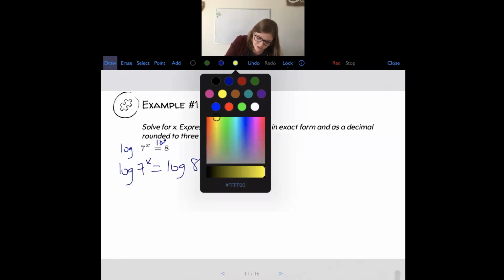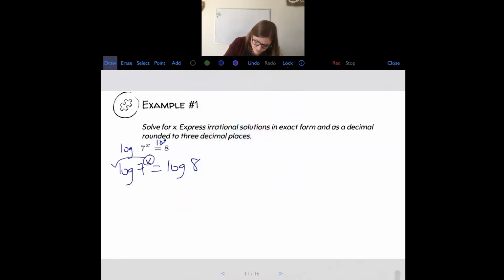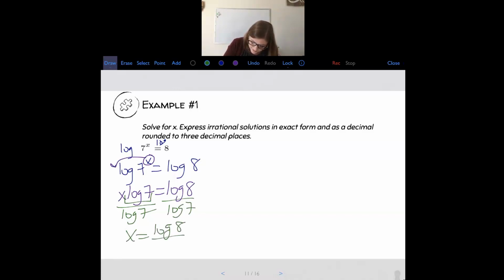Using properties of logarithms, this x can come in front to give me x log 7 is equal to log 8. And now remember, log 7 is just some number. So this is some number being multiplied by x. So to get x by itself, we divide log 7 on both sides. Okay, so x is log 8 divided by log 7, and I'll do this in the calculator in just a minute.